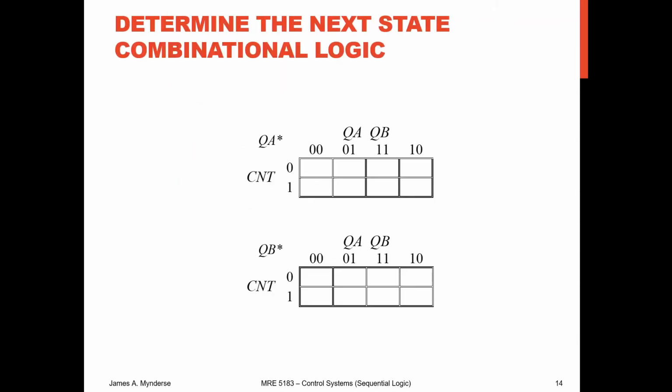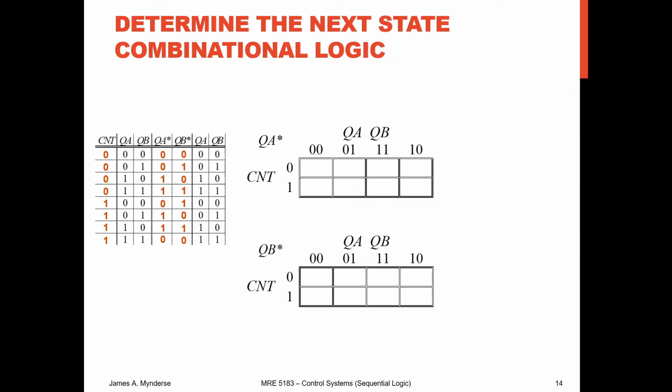So let's write out our next state combinational logic. We have pre-filled in our table here. We don't need to worry right now about the output. We only need to care about the next state. So again, this was the next state. If count is 0, then we can fill in that block. And so that's 0, 0, 1, 1.